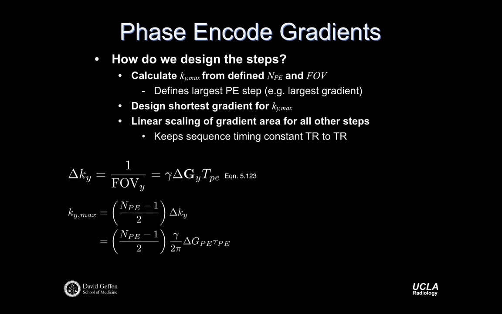We can use these expressions in slightly different ways to calculate slightly different things. But in this case, relating the gradient needed to get out to our maximum ky point, it's going to be something about the number of phase encode steps that we need. And then we need to take into account the gradient strength step times the duration of that phase encoding gradient. You could invert this expression. You might want to solve, for example, for the maximum gradient strength needed to get out to that point if you fix the phase encoding duration. Usually the duration's fixed and we calculate it.